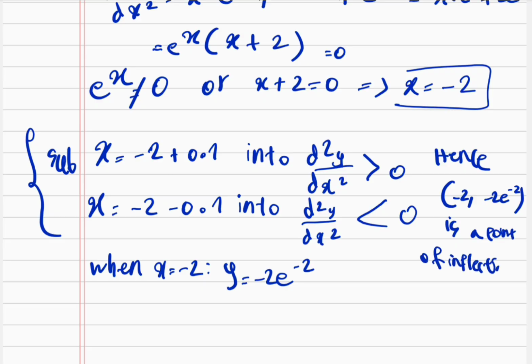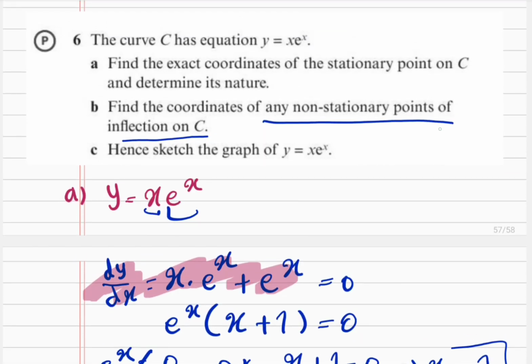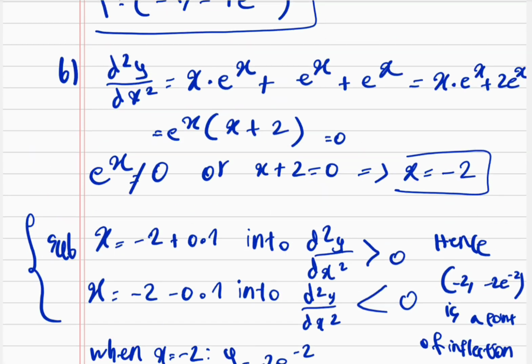So remember, the aim here was to find the coordinates of any non-stationary points of inflection. And remember that x is equal to minus 2 is not the stationary point.